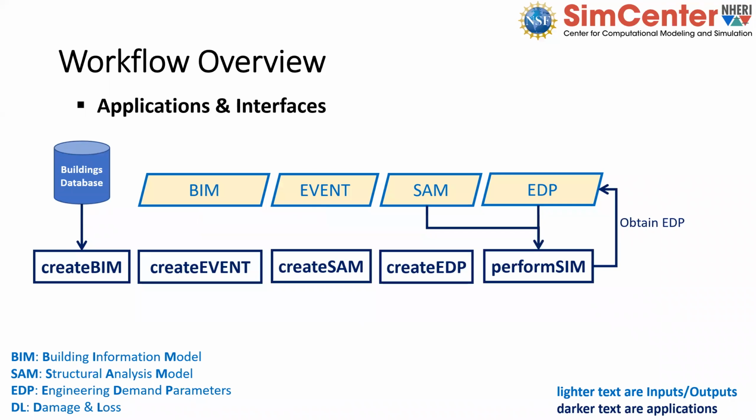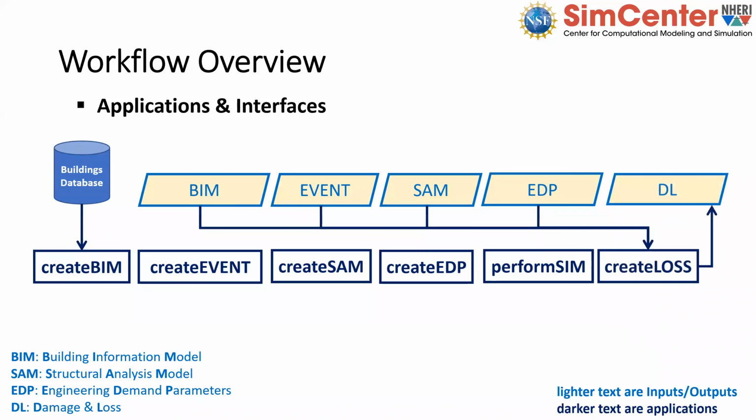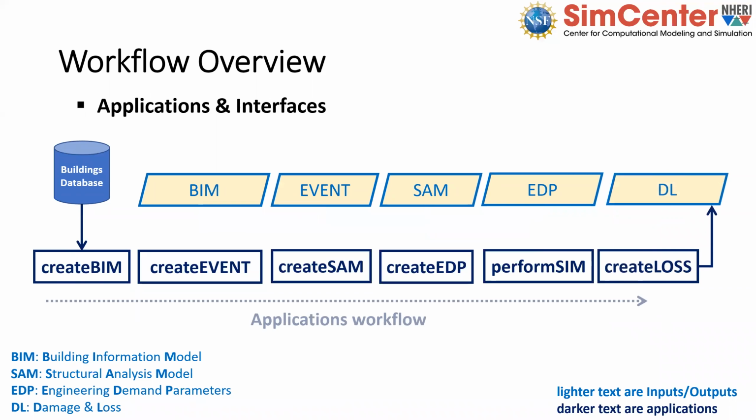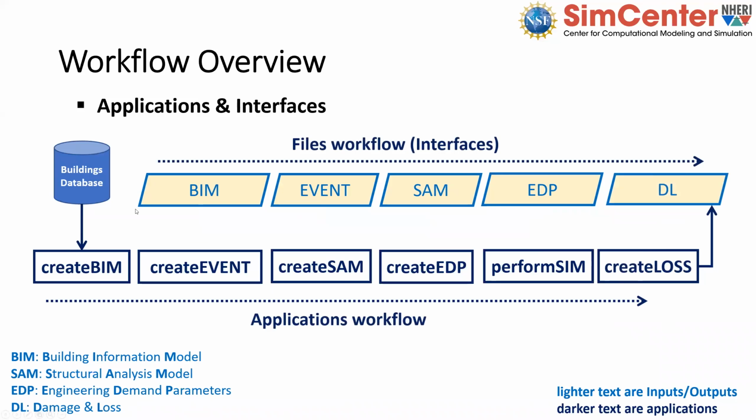After that, we perform the simulation, run a finite element model, let's say, and we get the values of the EDPs. And at the end, we do loss estimation using all of these files. So this gives you the overview of the workflow. We have basically 5 different files which we consider as the interfaces between the different applications, and we have 6 main applications here.